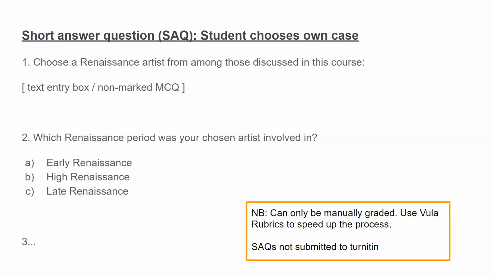But if you are having a timed test and you wanted to use short answer questions, in this example, it's sort of a three-parter. So in step one, you choose an artist that was discussed in the course. And then in question two, you choose the period that they were involved in. And in question three, you could maybe write an essay based on that. But it is a bit more complex, and maybe for something like this, Vula assignments might be more suitable. But if you wanted to try something more complex in a timed version, this could potentially work.